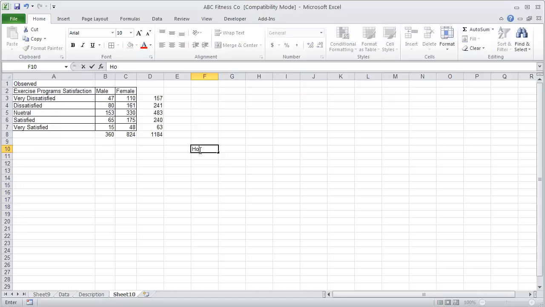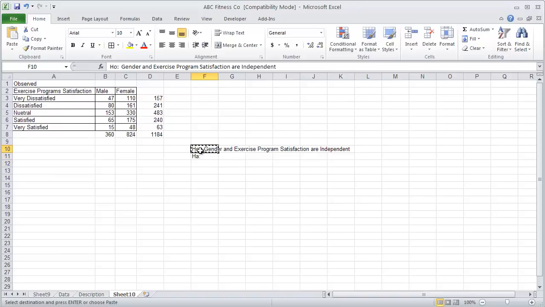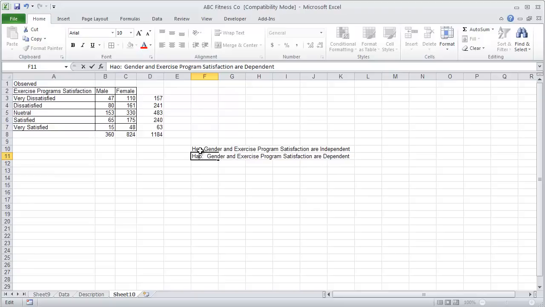So the hypothesis test that we're going to run is that gender and exercise program satisfaction are independent. Our alternative hypothesis is going to be essentially the same, so I'm just going to copy that. The opposite of independent is dependent, so let's go ahead and put that there. And we're going to work on that presumption.